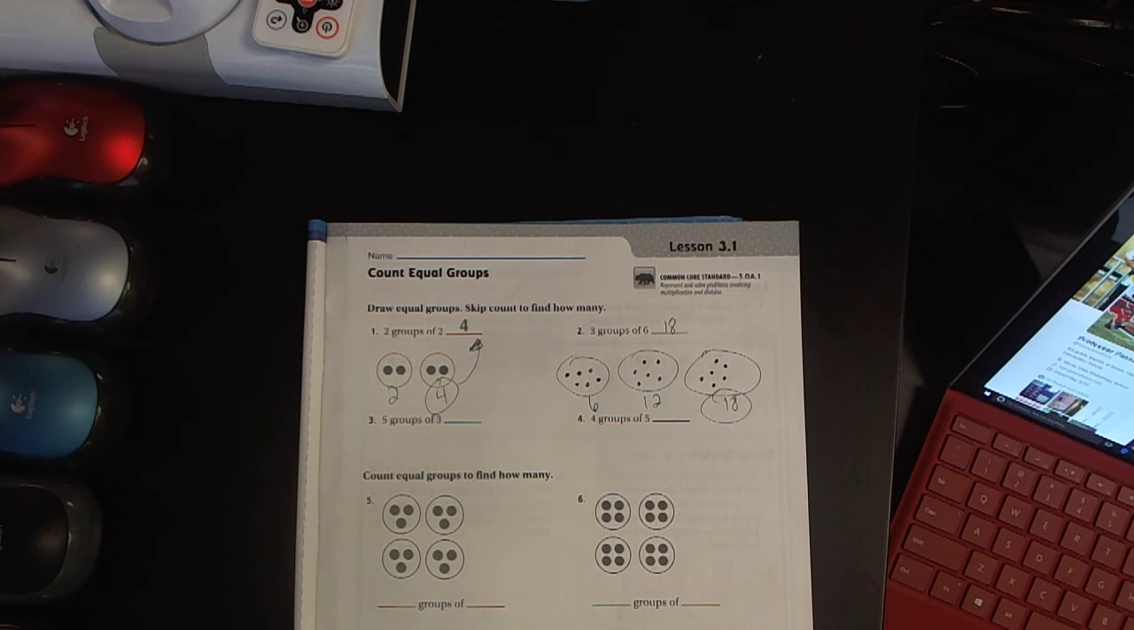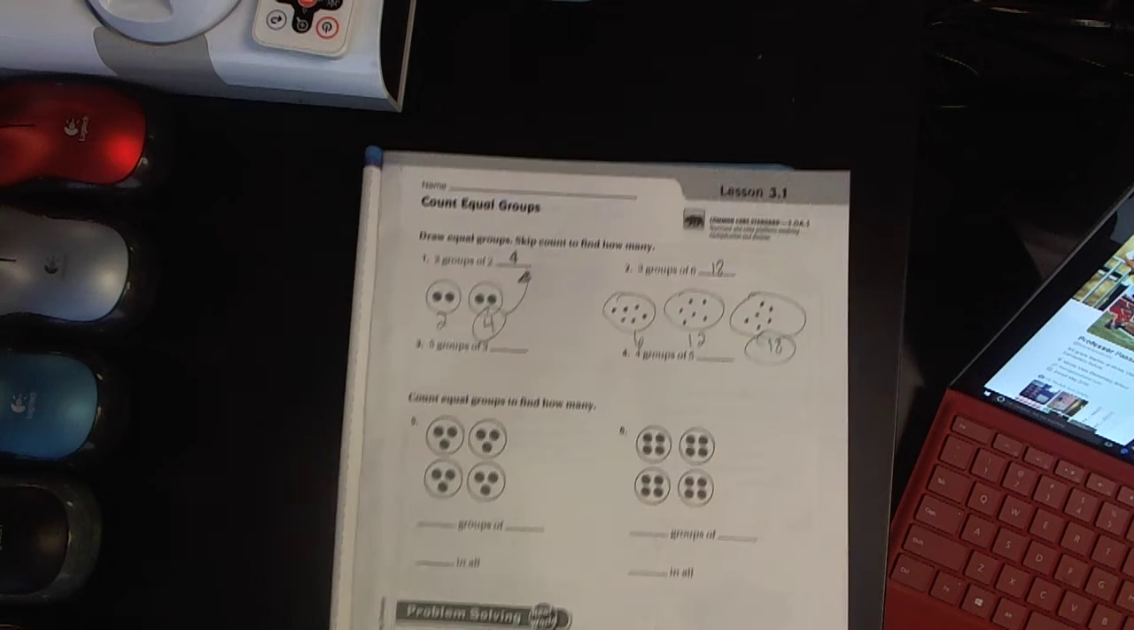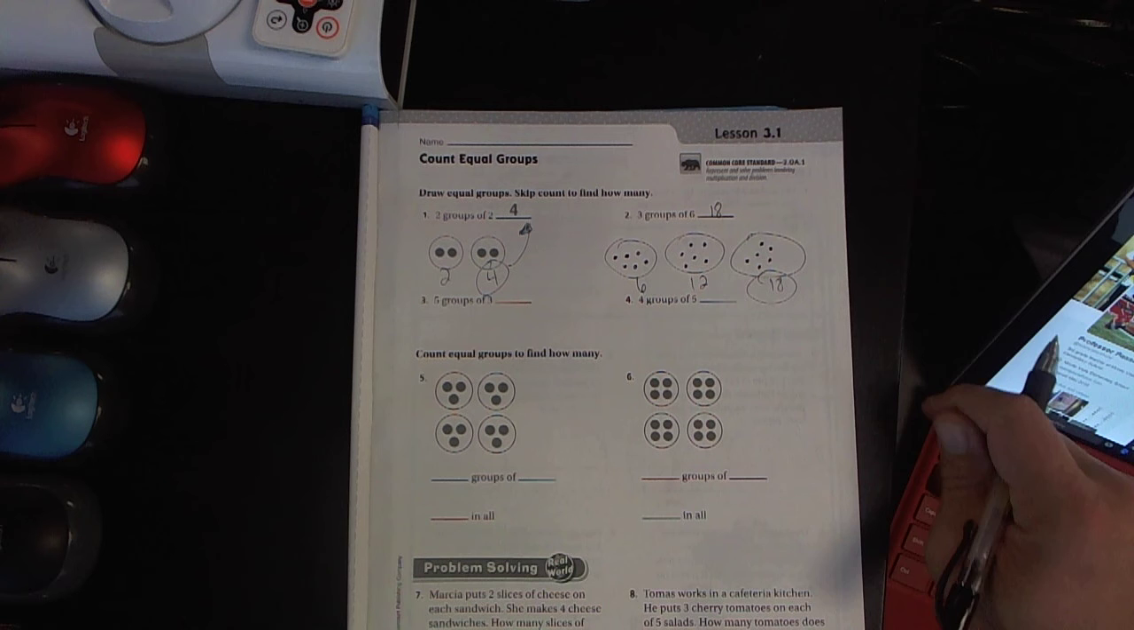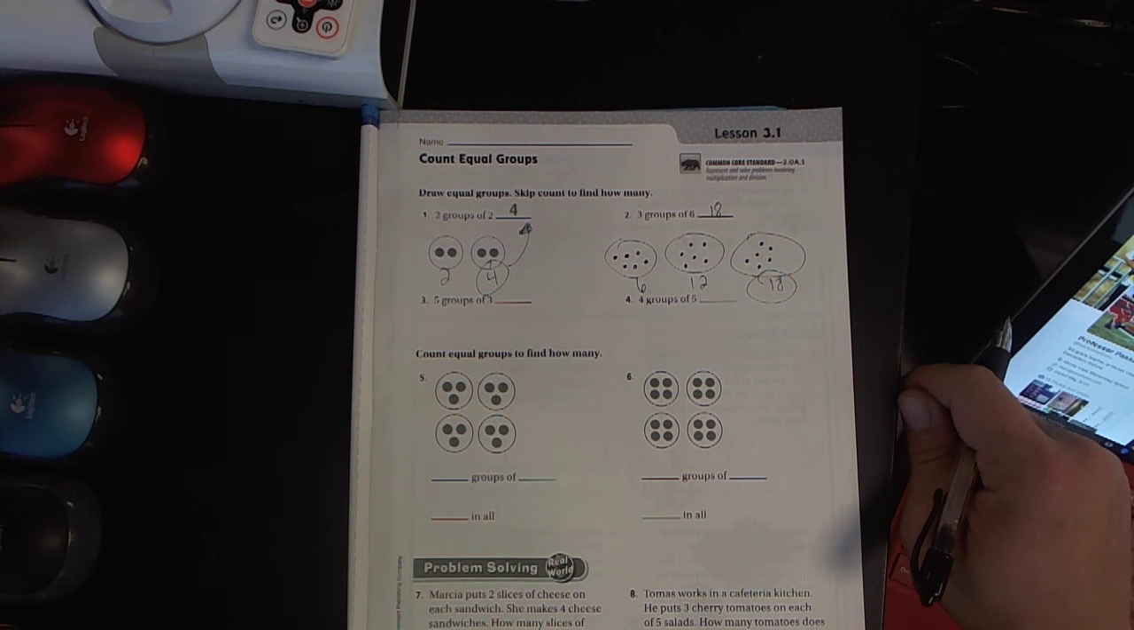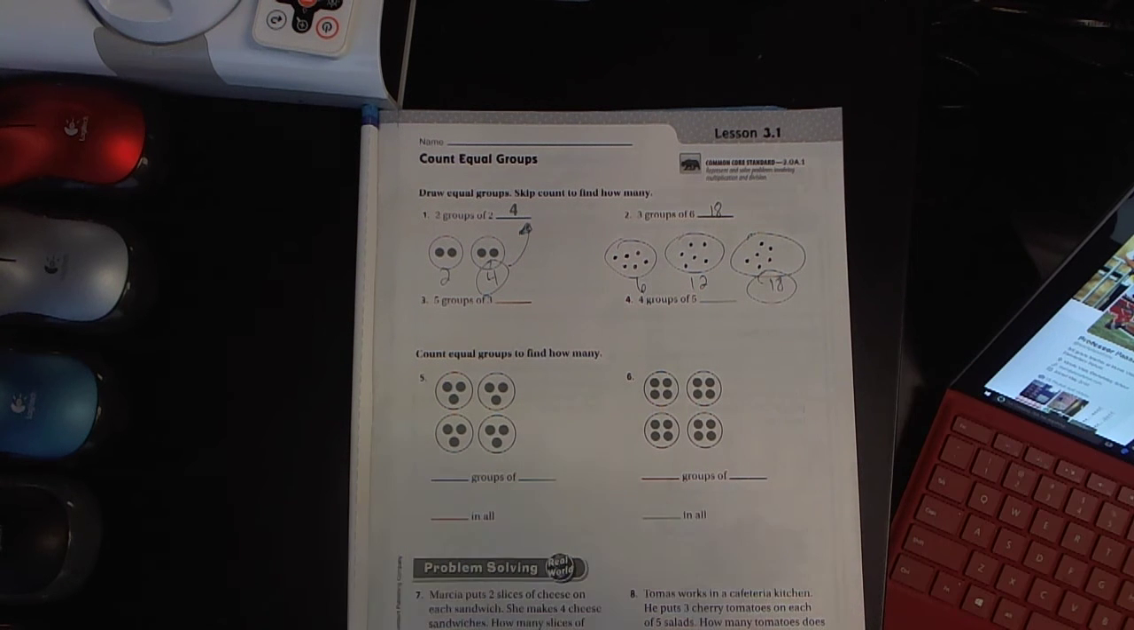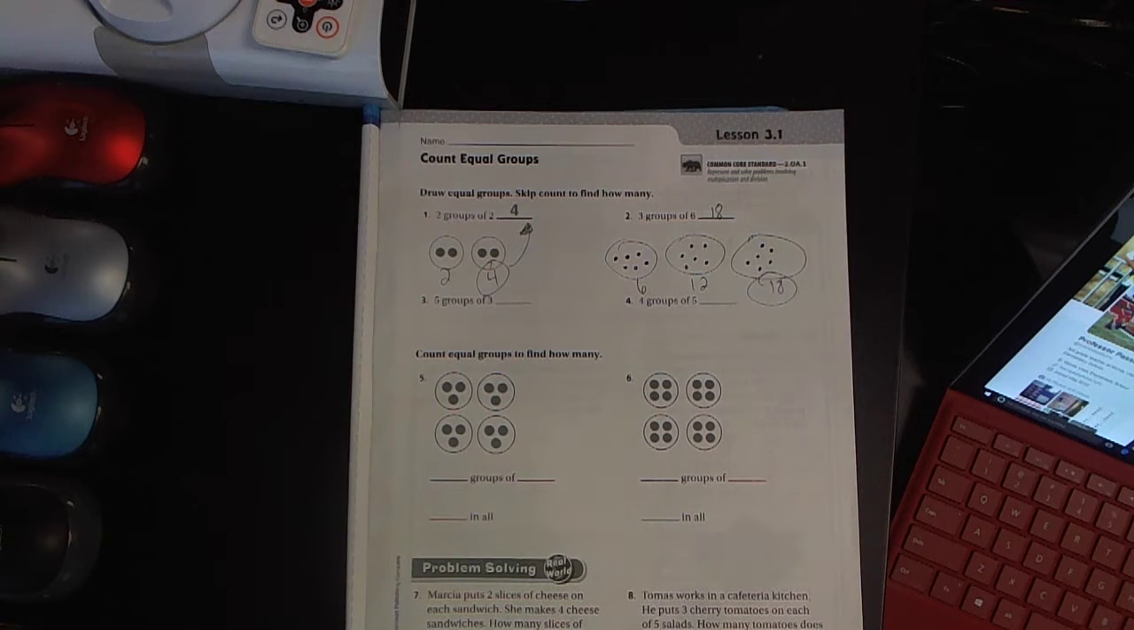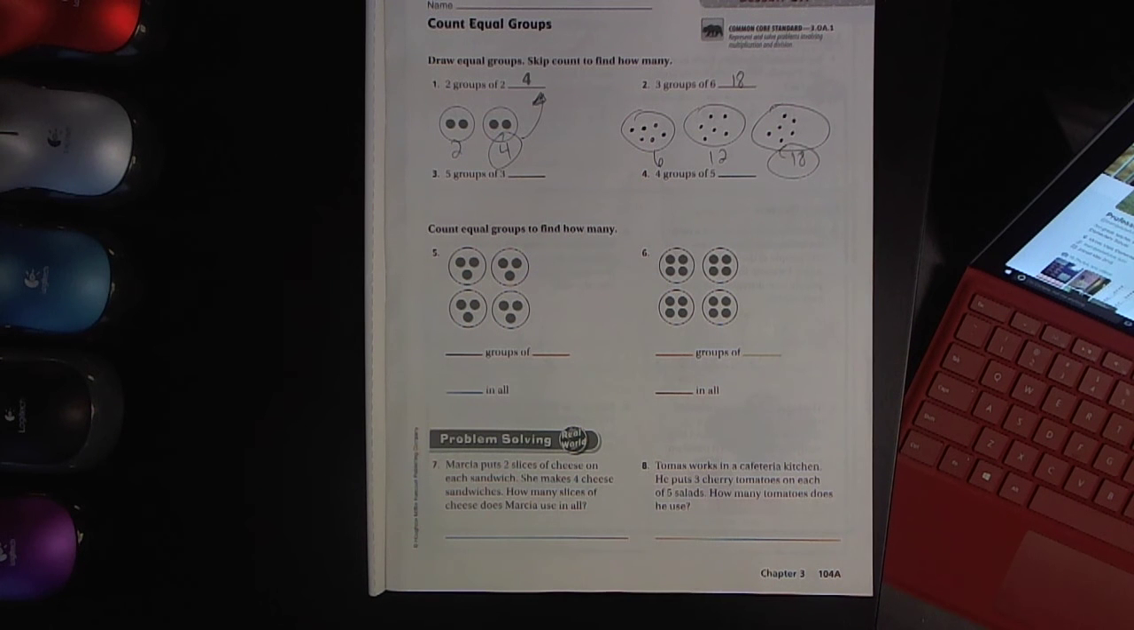All right, so that's pretty much all that they want you to do there. They just want you to tell how many are in each group and how many groups there are and how many are in all. Let's look at one of the word problems, and then I think you should be able to do this on your own.